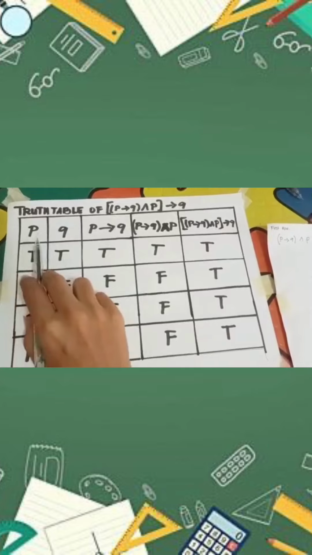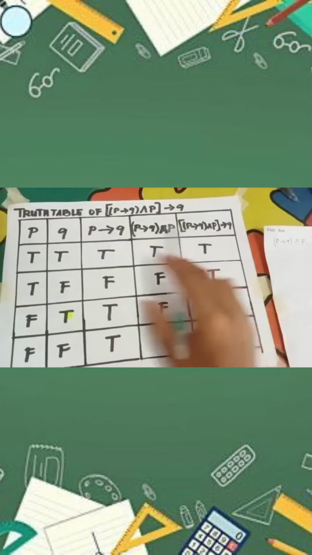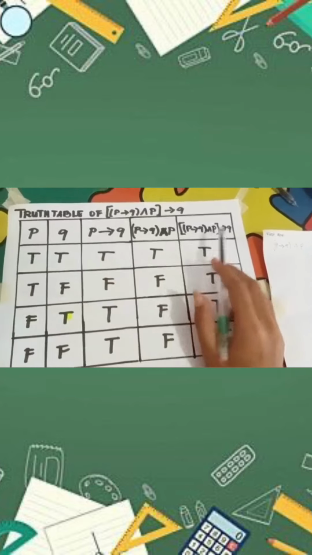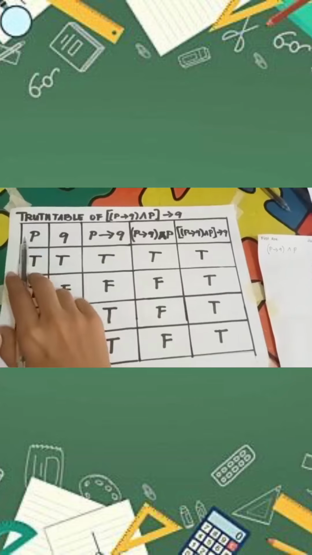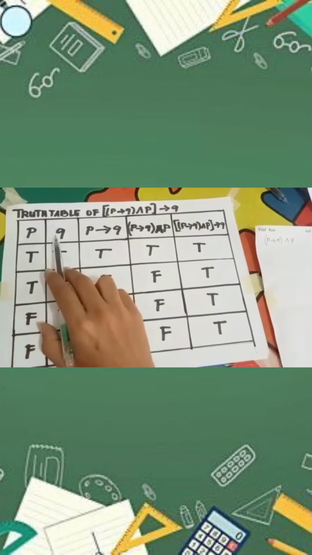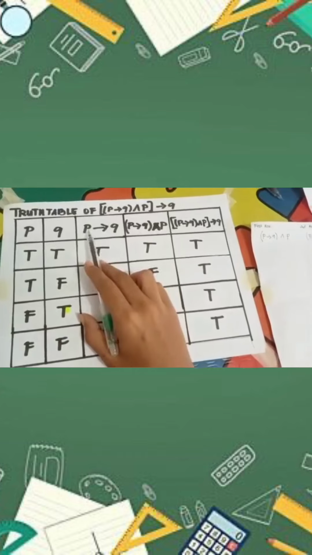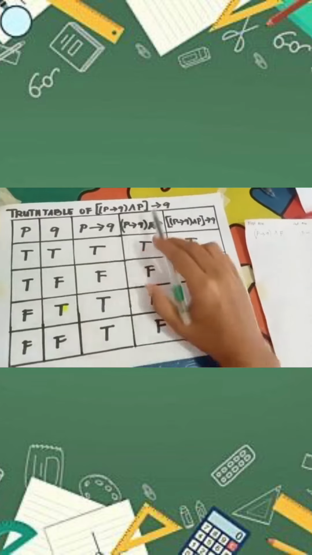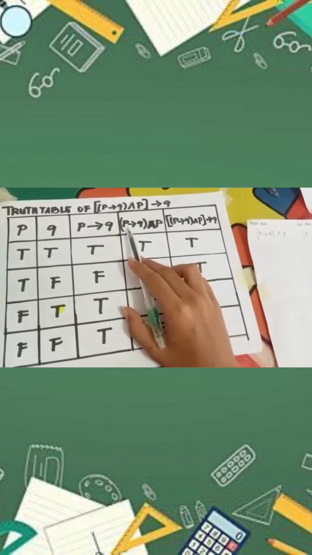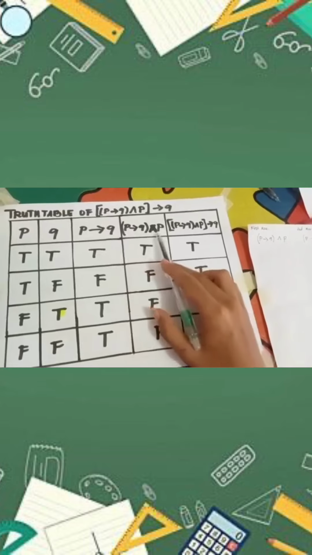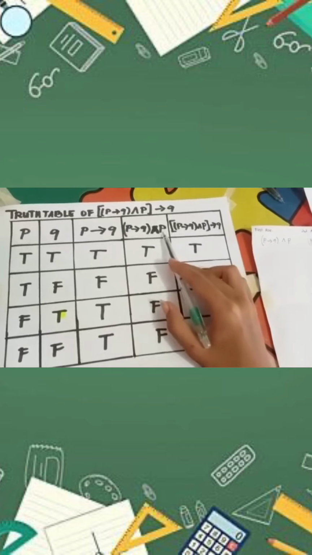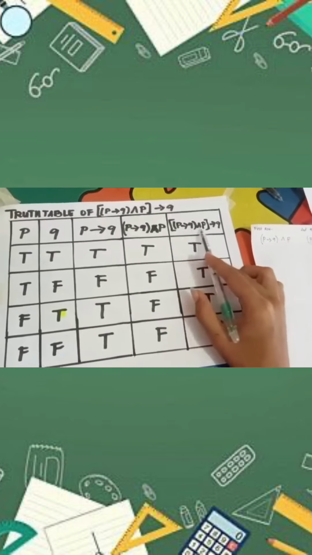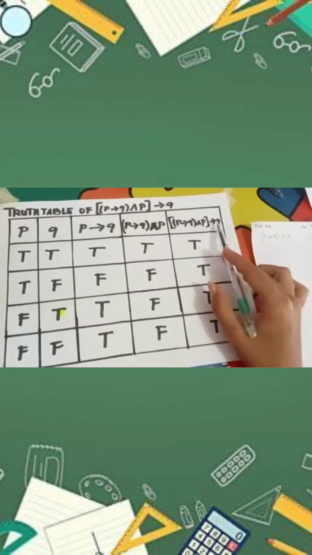So the first row is divided into five columns. First is the variable p, the variable q, and p implies q. Next, the first premise and the second premise. Next, the combination of first and second premise implies the conclusion.